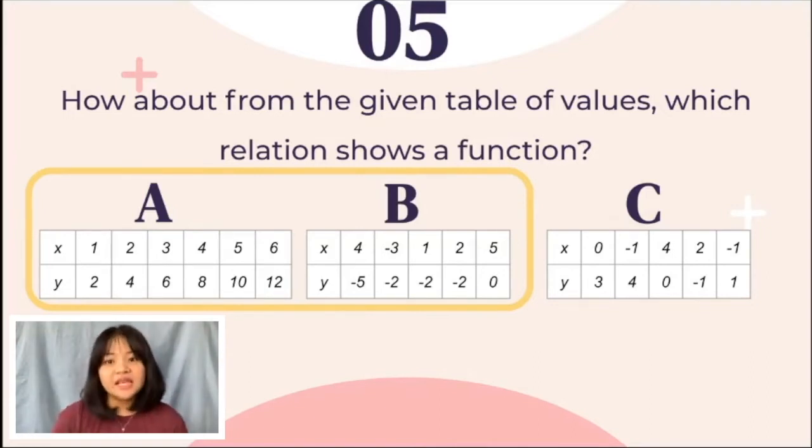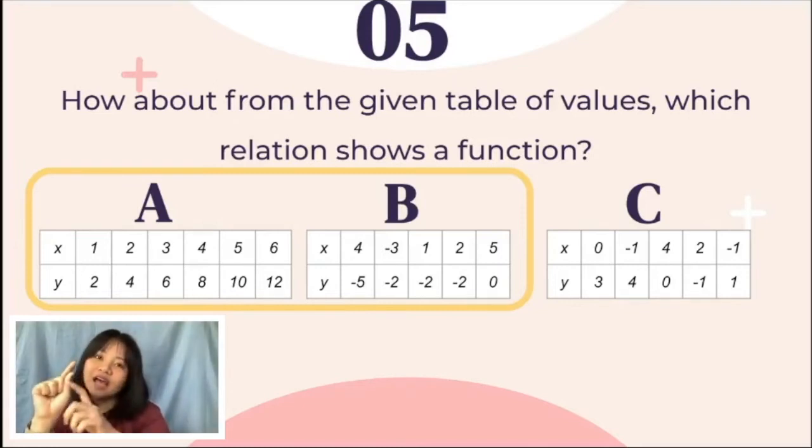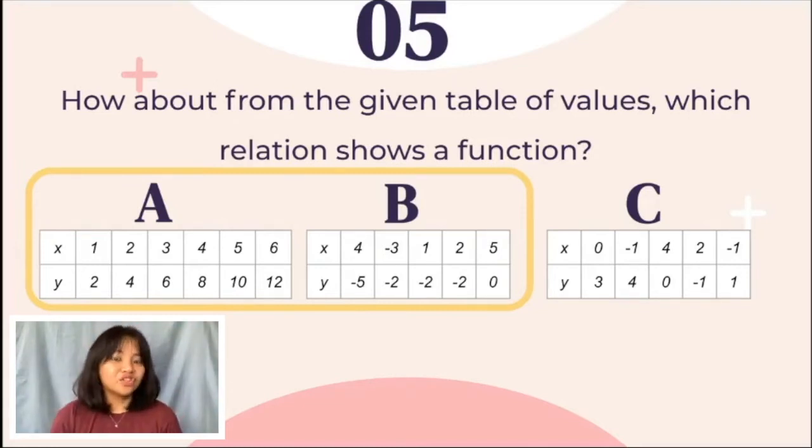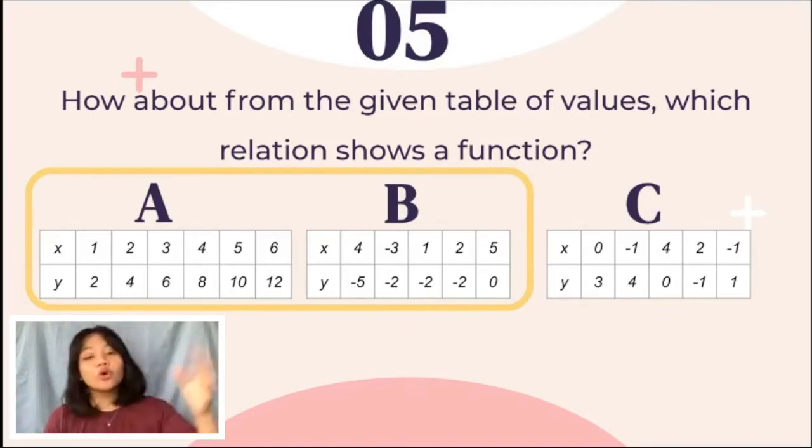Unlike table C, where negative 1 corresponds to two values, 4 and 1. Diba the first row of your table of values there in our example are the domain or the x values. The second row naman are what we call the range or the y value. So, dapat titignan mo dyan, yung domain mo, exactly one unique element lang in the range. Hindi pwedeng isang domain tapos dalawang range ang naka-correspond sa kanya or more than two.